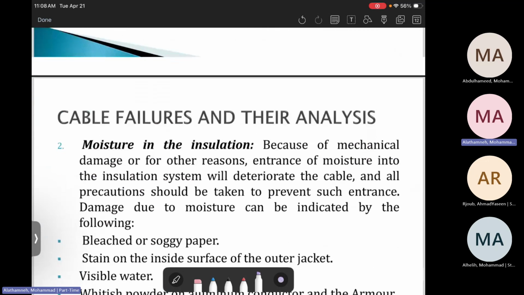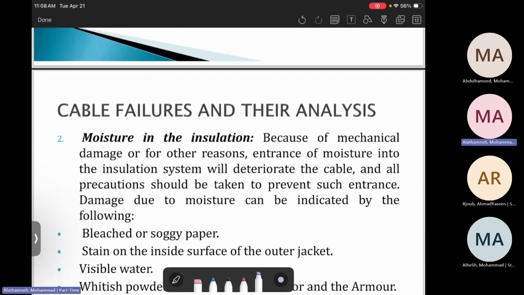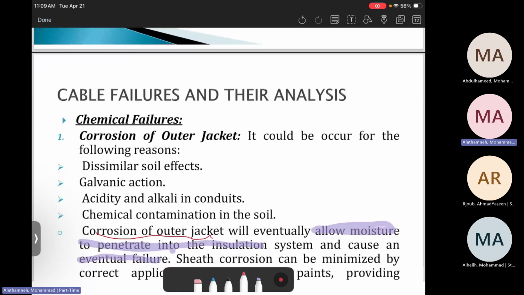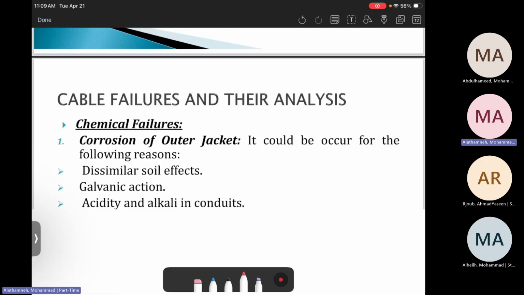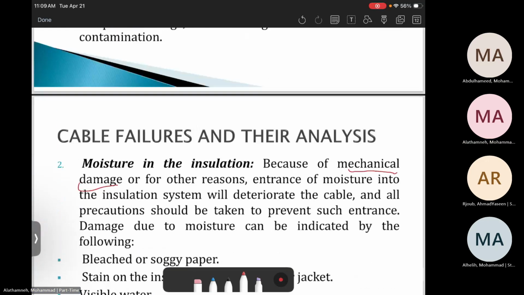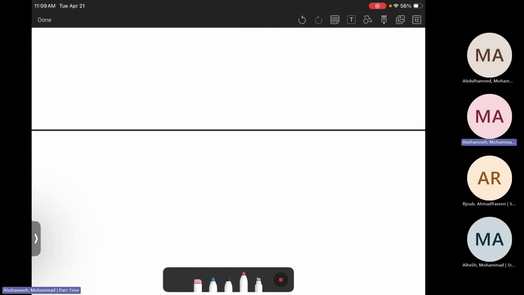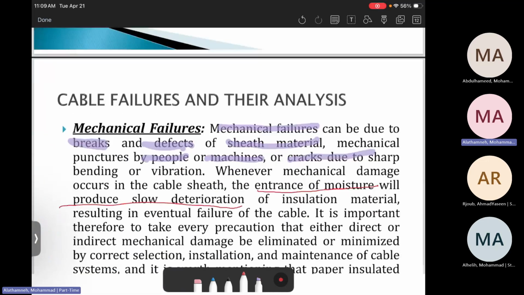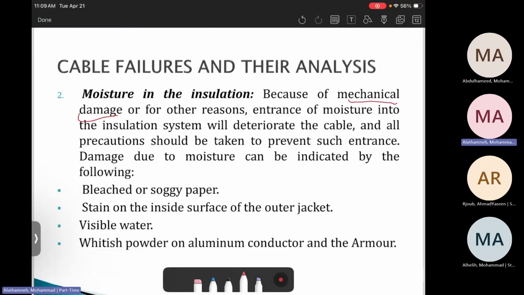Sheath corrosion can be minimized by correctly applying insulating paint, providing drainage, and removing the source of the chemical contamination. The other thing is moisture in insulation, which can be very dangerous. It can happen because of the mechanical damages or the chemical failures as well. Those can lead to moisture in the insulation, so the moisture will start deteriorating the cable.